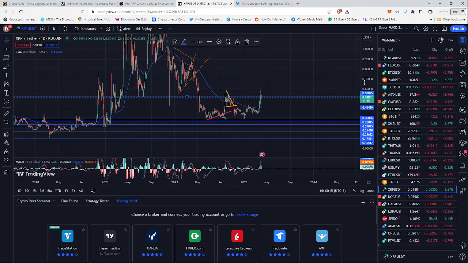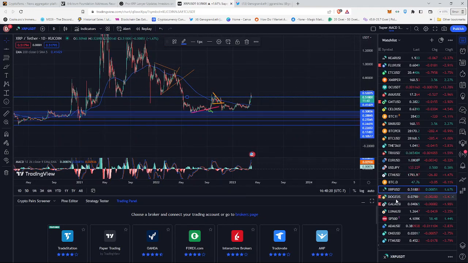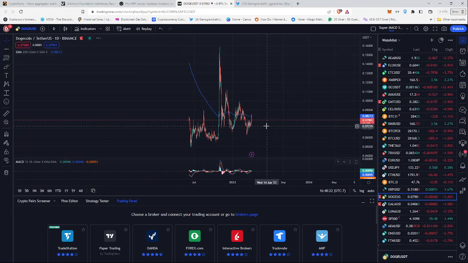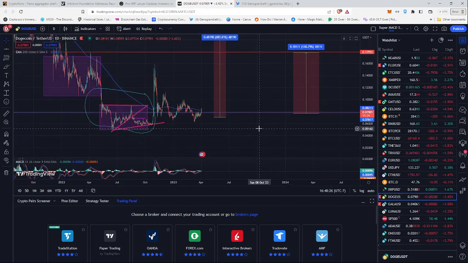I'm not sure if this is not my original chart. I'm not sure where it went. But let's take a look at Doge to finish it off. I might look at Bitcoin as well. So here's my Doge chart.